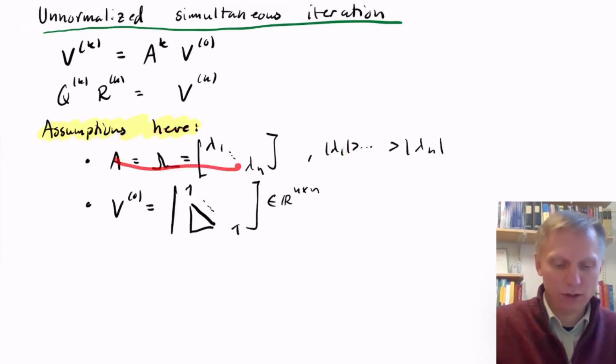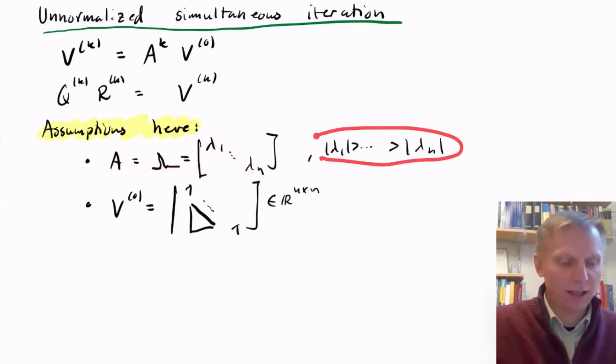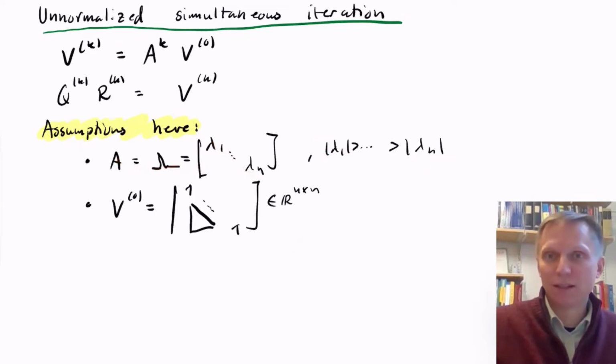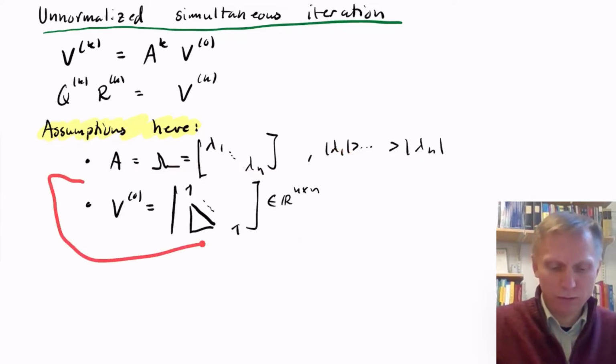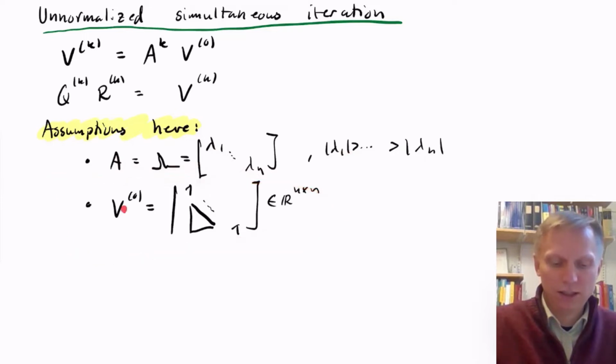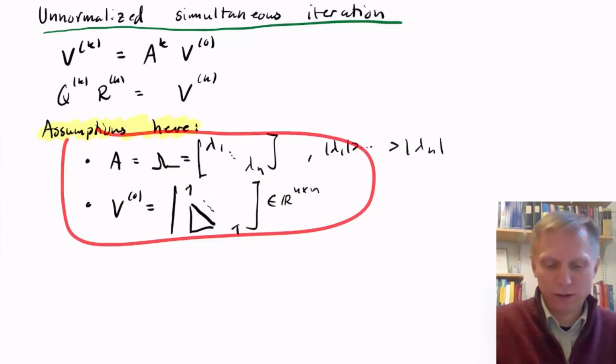In particular, we're going to assume that A is diagonal and that the eigenvalues, or the diagonal elements of the A matrix, are ordered and distinct in modulus. We're also going to assume that the initial matrix, which is a square matrix, is a lower triangular matrix with ones on the diagonal. Later we're going to see that we can reduce the general case almost always to this case. So let's first try to understand it.